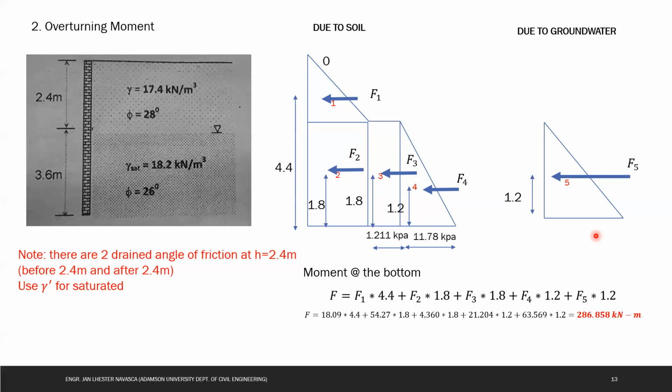Okay, so solving for the overturning moment, you have 286.858. This will be the moment, it should be M. Okay, the moment is this 286.858 kilonewton meter.